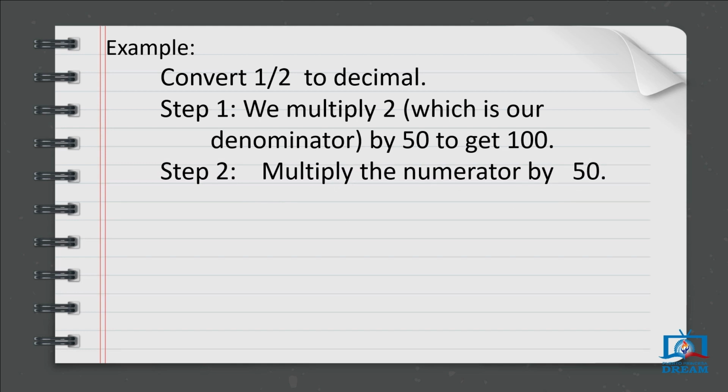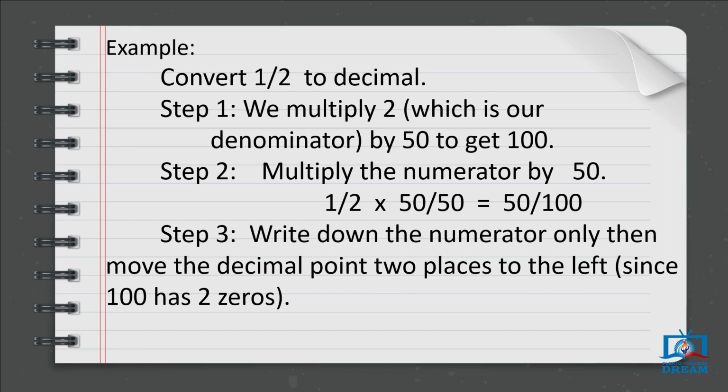Step 2. Multiply the numerator by 50. Since we multiplied our denominator by 50, we will also multiply our numerator by 50. So we get 1/2 times 50 over 50 is equal to 50 over 100.